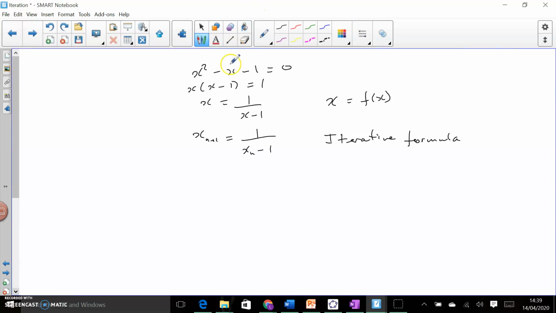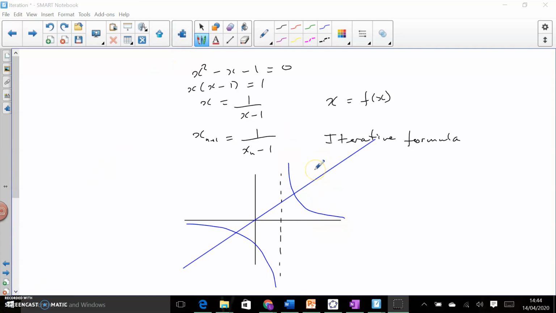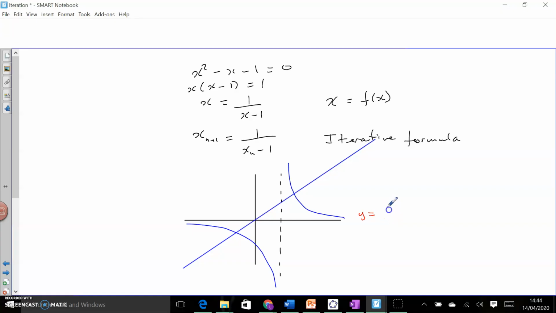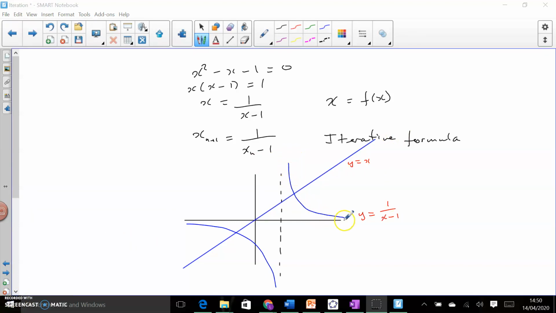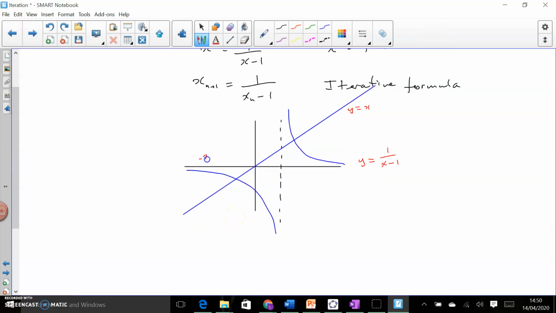Now, if we did this and drew the diagram, you get the rectangular hyperbola there, y equals 1 over x minus 1, and we have y equals x, and we see where they intersect is where we have the two roots. This time, let's consider the negative root over here, and let's choose minus 2 as our starting point. And you see what happens if we now apply the process here. So that's the value of 1 over minus 2 minus 1.